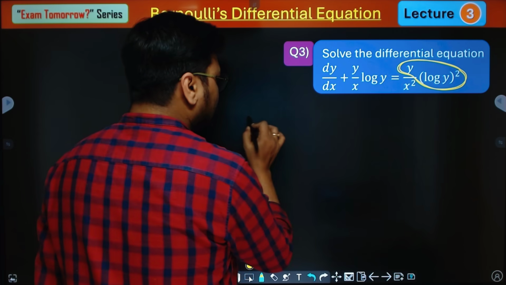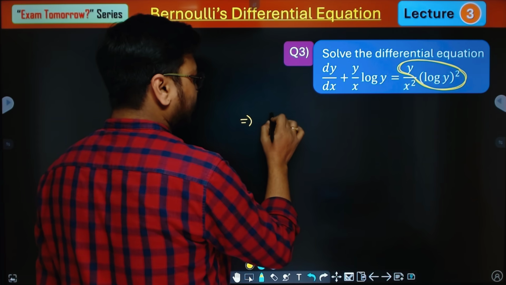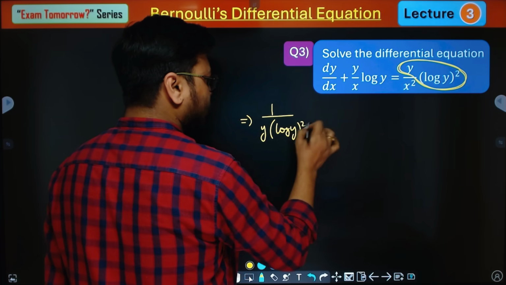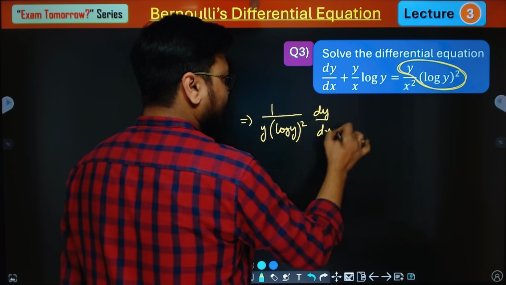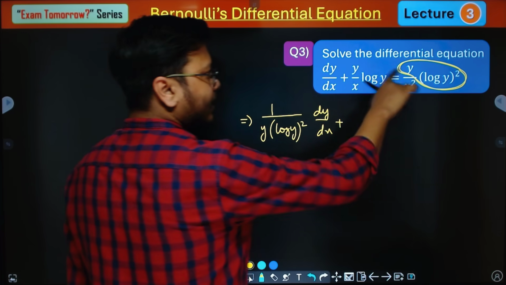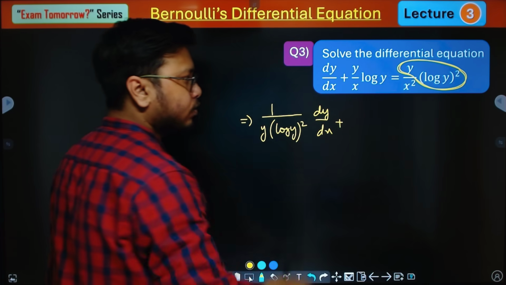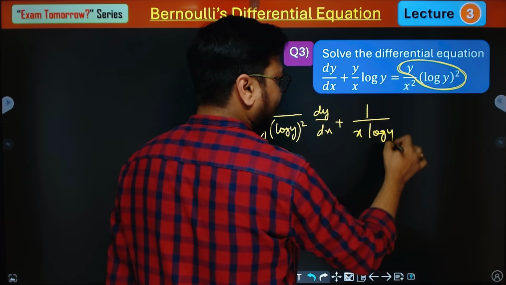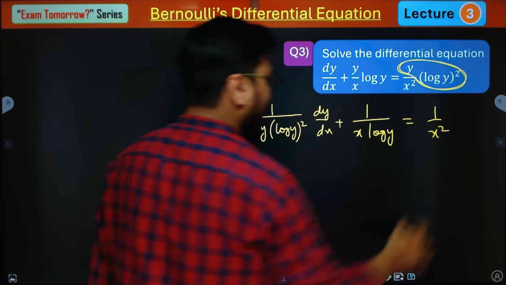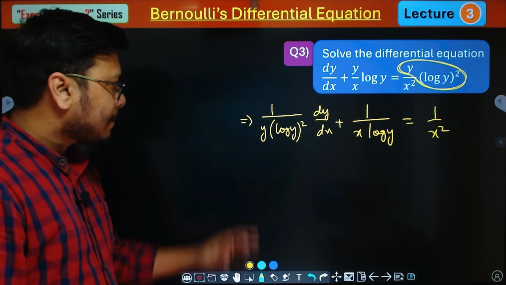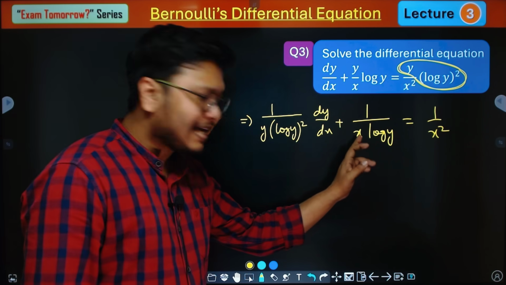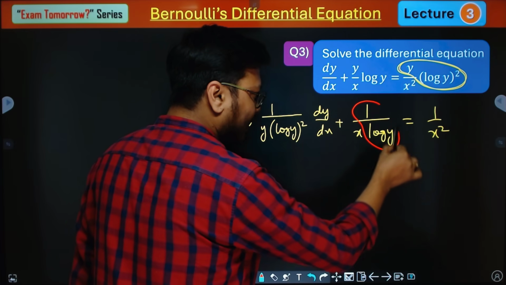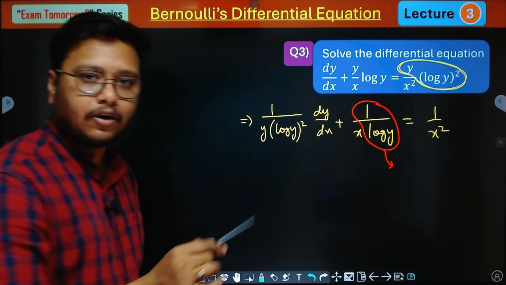So after division we are going to get 1 by y (log y) whole square dy/dx plus, if I divide by y, this y gets cancelled, dividing by (log y) whole square, one of the log y is also cancelled, so I'm left with 1 by x log y, equals, right side is 1 upon x square. Now let's suppose x is again invisible to you. If x is invisible, what is remaining? 1 by log y. So this is what you are going to substitute.